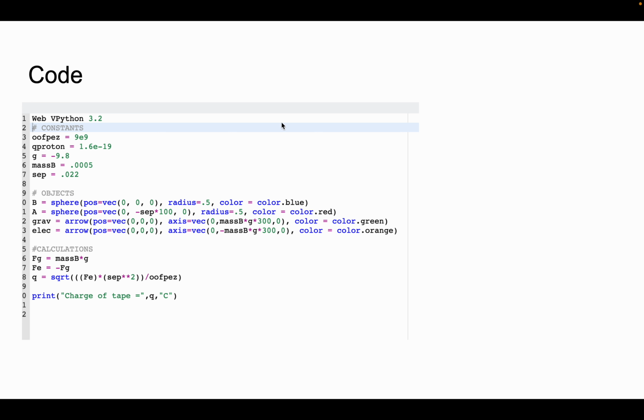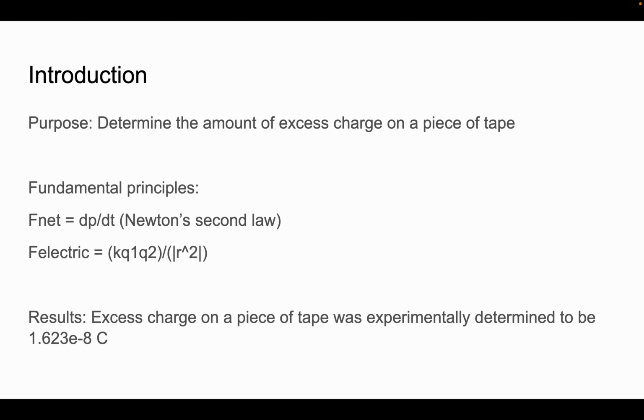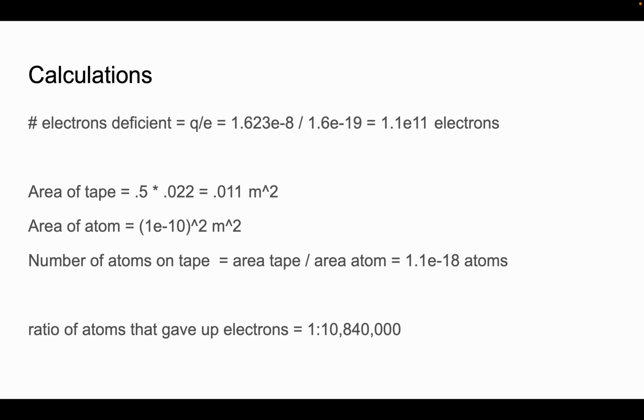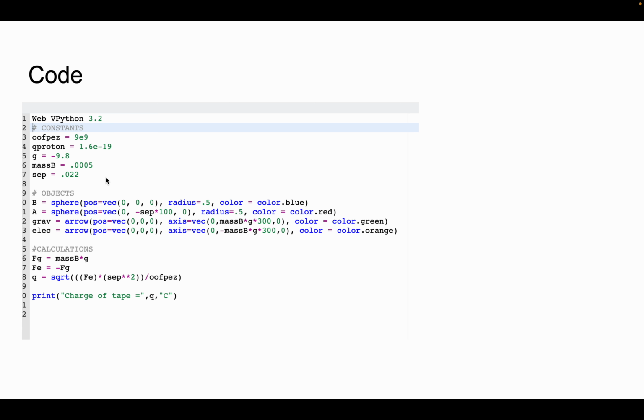This is the code that was used to create a model of this. The mass and separation distance are based on our experiment, with this being the separation distance between the pieces of tape. By calculating the gravitational force and then from there the electric force, we can isolate the magnitude of the charge on the piece of tape.